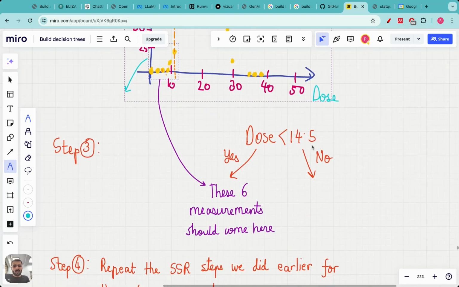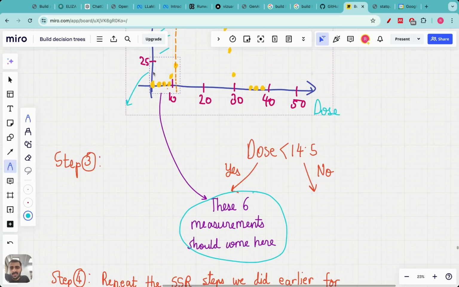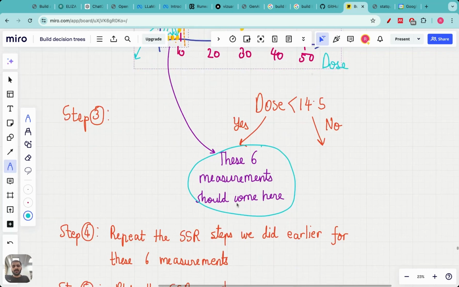So dose less than 14.5 in the yes bucket, if it's yes, the six measurements should come here. And these six measurements are the ones which I've shown here. Let me mark them again with an arrow. One, two, three, 4, 5, and 6. These are the six measurements over here.